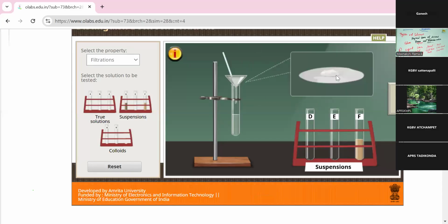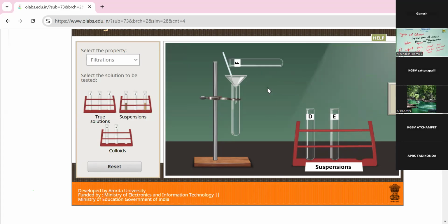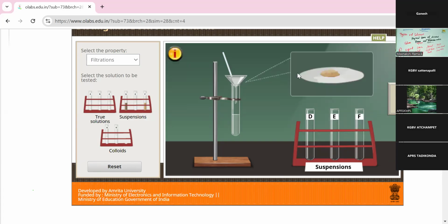Next one is, yes, chalk powder also settled on the filter paper. So, this is the suspension. And third one, sand and water. I'm going to filter the sand solution. The sand particles are settled down on the filter paper. So, these are all suspensions. So, the suspension property is confirmed.